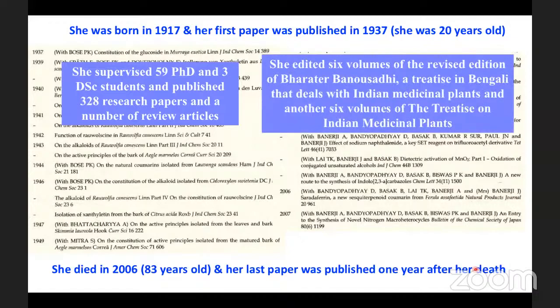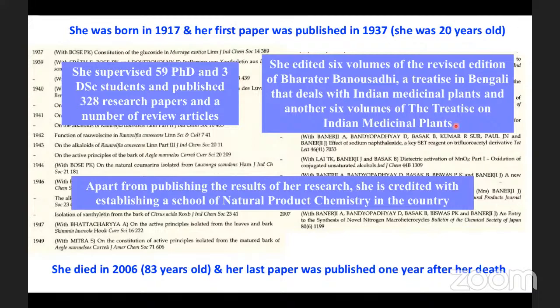She edited 6 volumes of the revised edition of Bharater Banaushadhi, a treatise in Bengali that deals with Indian medicinal plants, and another 6 volumes of the treatise on Indian medicinal plants. This was published by CSIR. Apart from publishing the results of her research, she is credited with establishing a school of natural products chemistry in the country. Just like Prafulla Chandra Rai is credited, if not for anything else, for starting a school of chemistry in India, I think she is credited with starting the school of natural product chemistry in our country.